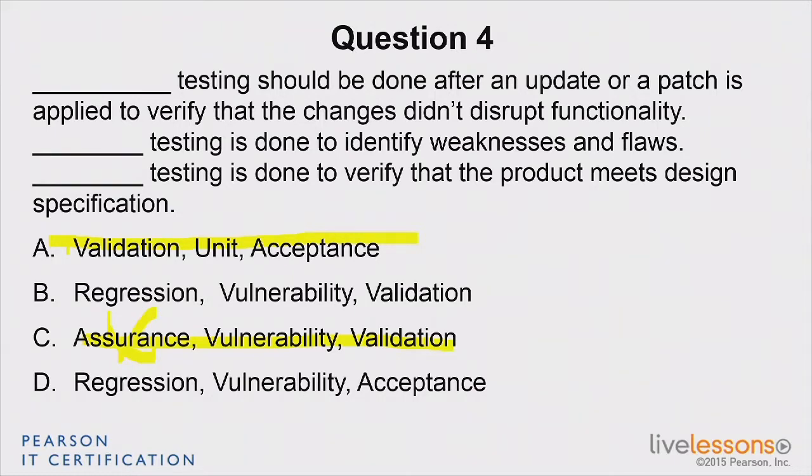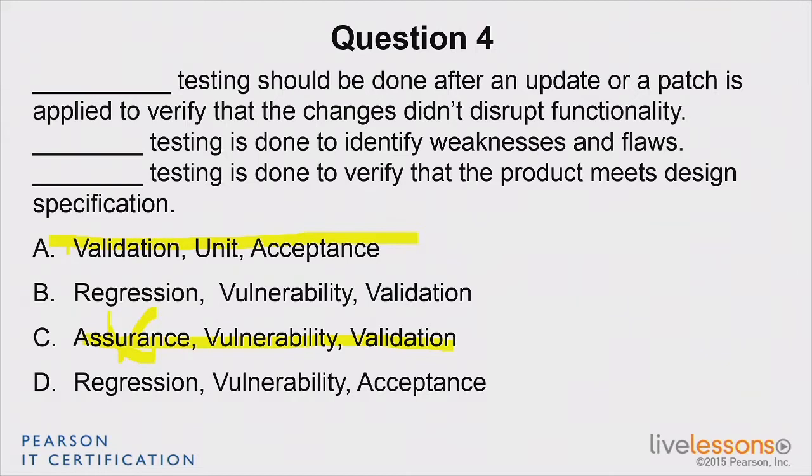All right, so now let's go to our last one. Regression testing should be done after an update or a patch is applied to ensure the changes didn't disrupt functionality. Well, that is regression testing, and we did have that in both B and D. Those are our two remaining answers. That's good. Vulnerability testing is done to identify weaknesses and flaws. We like that answer, and we do have it in both B and D. Good, we keep on going.